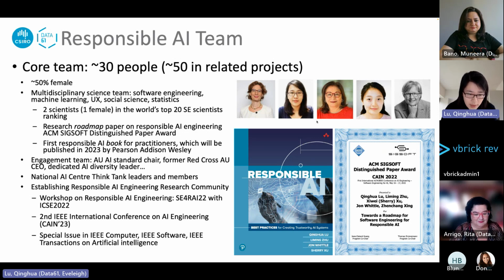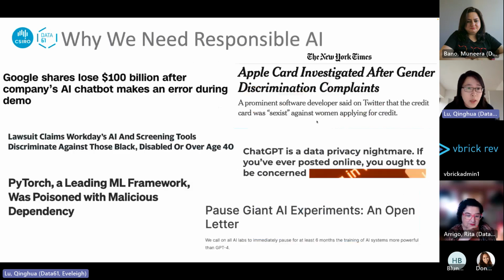For example, we organized the first workshop on responsible AI engineering under the top software engineering conference, ICSE 2022. We have co-organized the second IEEE International Conference on AI Engineering. And we have organized several special issues in IEEE flagship magazines like IEEE Computer, IEEE Software, and IEEE Transactions on Artificial Intelligence. So that's our team.